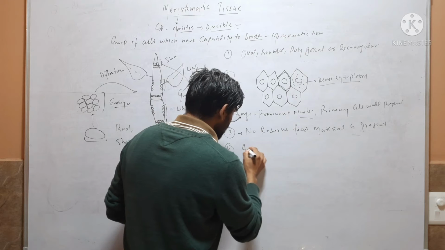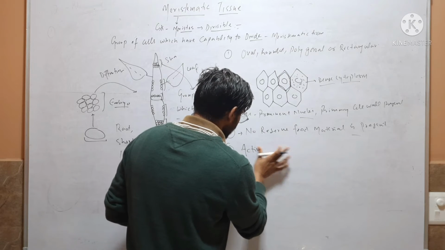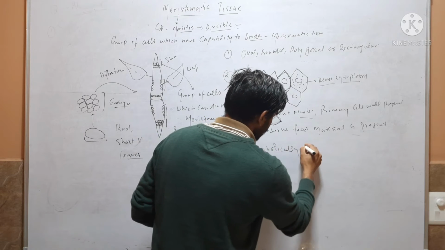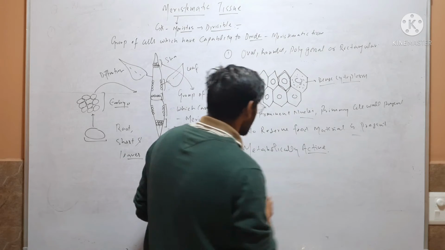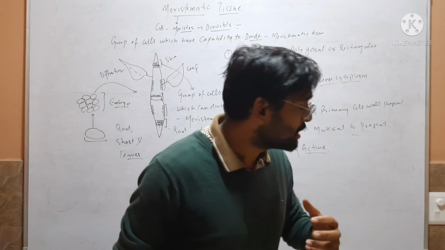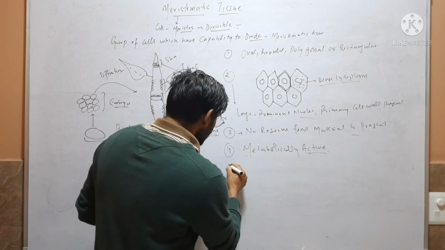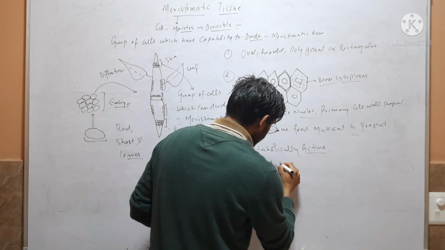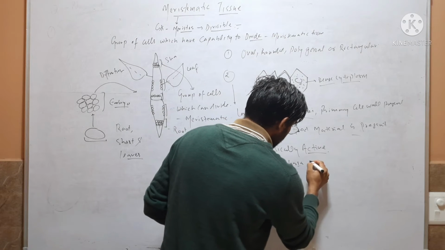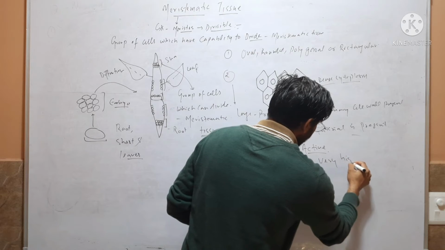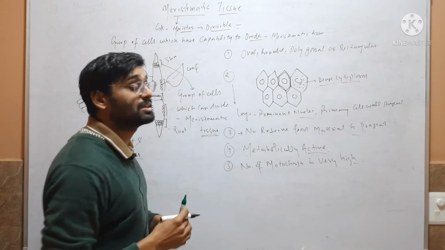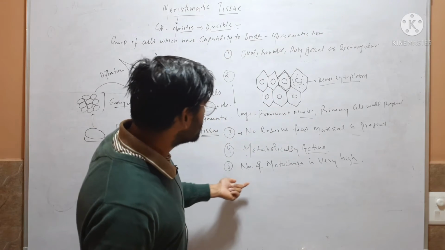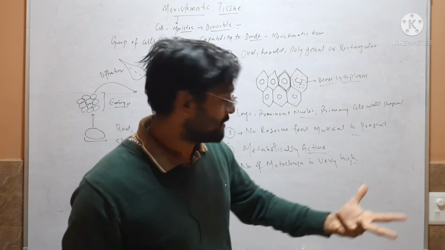Fourth one is they are metabolically very active. Metabolically active cells, all the reactions, catabolic and anabolic, are going at a faster rate. The number of mitochondria is very high. There are numerous mitochondria because there is a need for more ATP. So the more mitochondria there are, the more is the production of ATP.